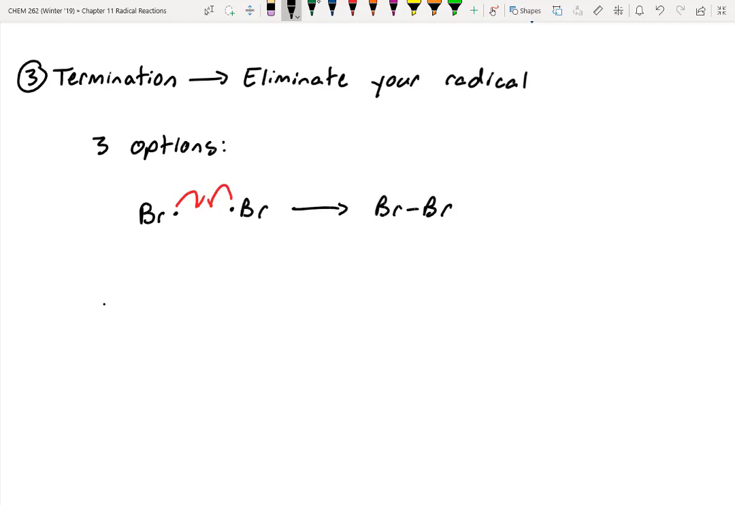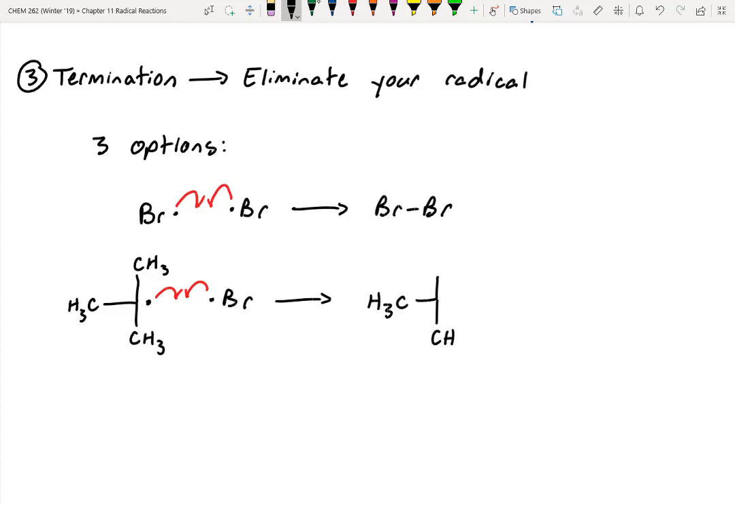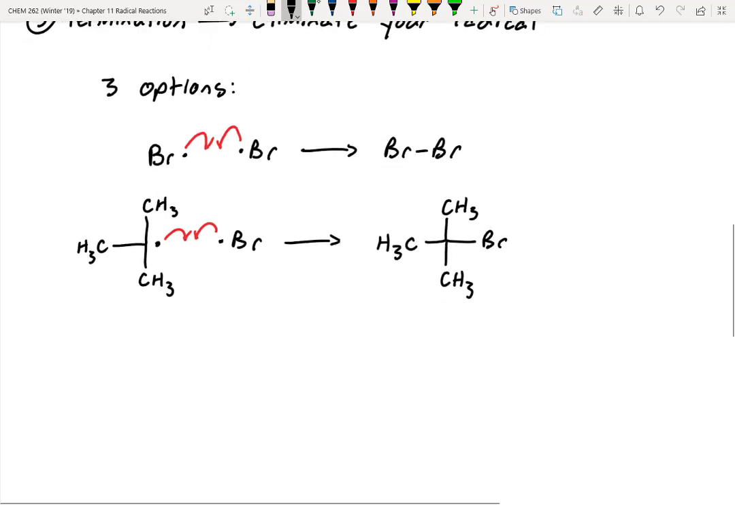Another option would be maybe we still have some of our organic radical around, and we've got a bromine radical. If this bumps into that, we can form a new covalent bond and make more of our halogenated organic product, which is kind of nice. That was the organic product we made in our propagation step. So that's also an option.